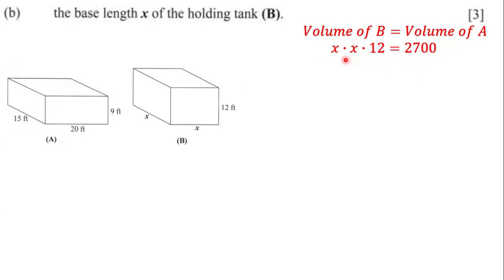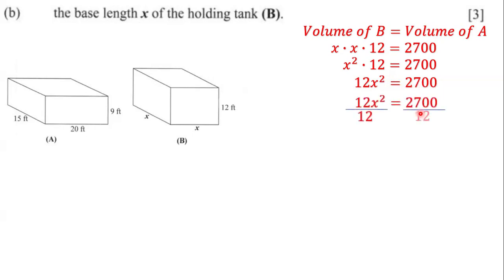And so what we have to do is multiply. We have X times X, and X times X is X squared. So we have X squared multiplied by 12. Now this dot means multiply, okay? And then we have 12 times X squared, which is 12X squared. And so we have 12X squared is equal to 2,700. Now we're going to divide both sides of this equation by 12, and we cancel this with that until we get that X squared is equal to 2,700 divided by 12.